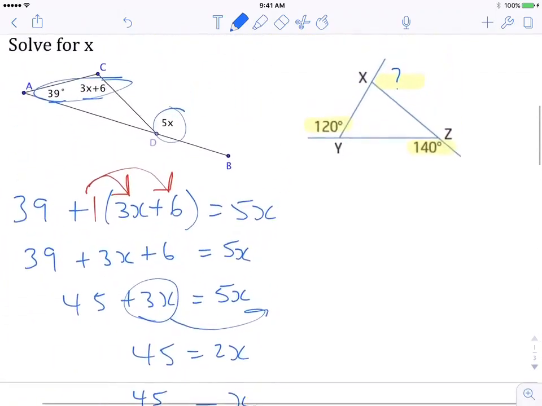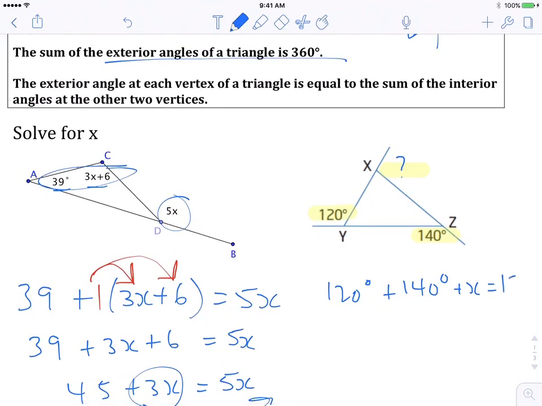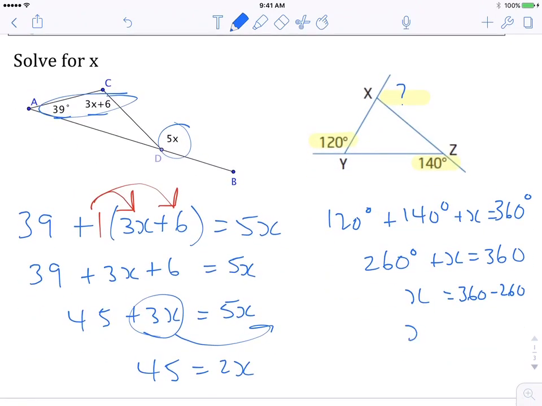All right, let's take a look at the next one. It's a little simpler. The sum of the exterior angles of a triangle add up to 360. So we know that 120 degrees plus 140 degrees plus x equal 360 degrees. 120 plus 140 is 260 degrees plus x equal 360. Then x equal 360 minus 260, and of course x equals 100 degrees.